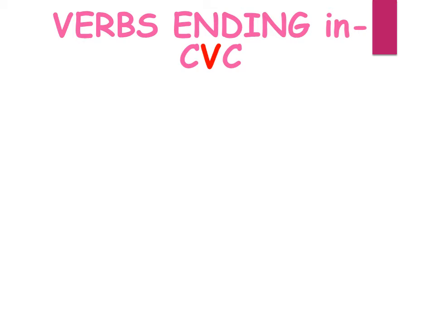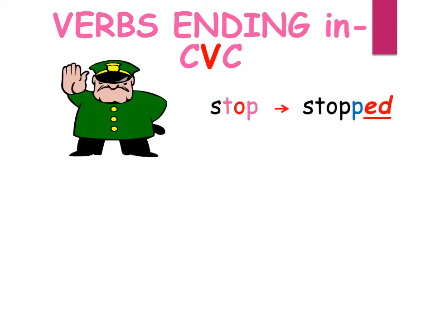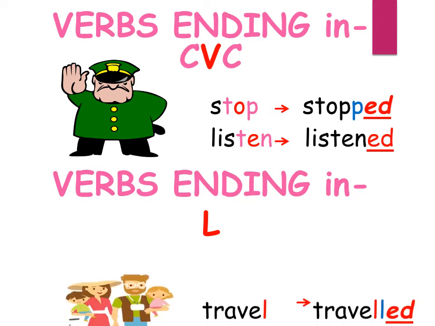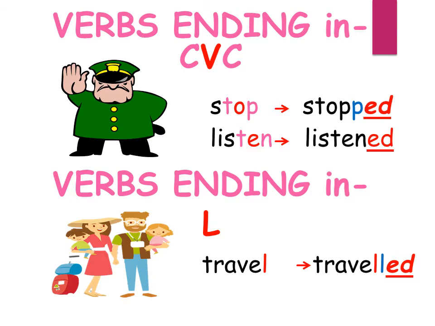When the verb ends in consonant, vowel, then consonant, we double the last consonant and add ed only if the last syllable is stressed. Like stop, stopped. But if the last syllable isn't stressed, we don't double the last consonant. Like listen, listened. And when the verb ends in l, we double the l and add ed. Like travel, travelled.